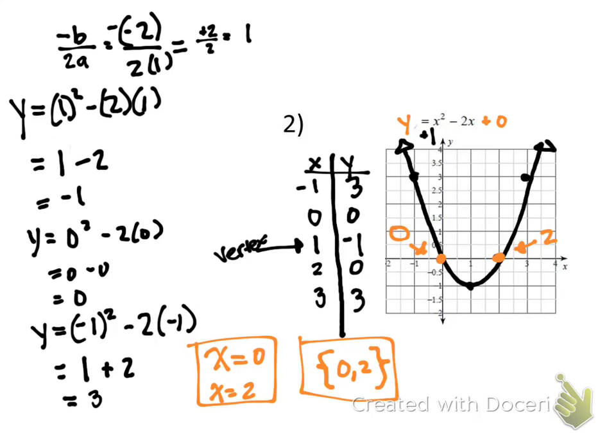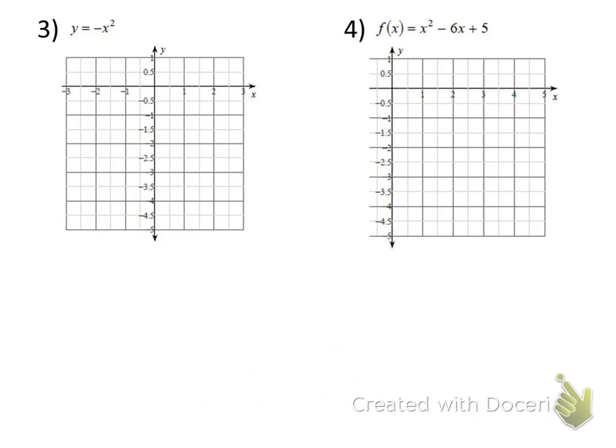That's for number 2. Number 3. Just like number 1, except there's a negative sign. So I'm going to go back actually to number 1. Let's see if I can pull it back here.